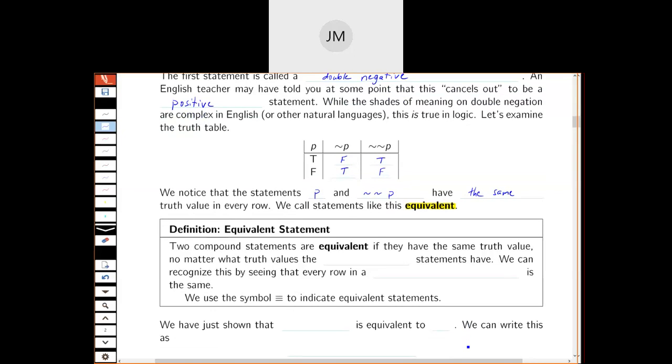Two compound statements are equivalent if they have the same truth value, no matter what the truth values of the simple statements are. Remember, with a compound statement, we're putting them together with ands and ors and if-thens and so on. And if two statements give you the same identical truth value in every single row, then they're going to be equivalent. So we can recognize this by seeing that every row in a truth table is the same.